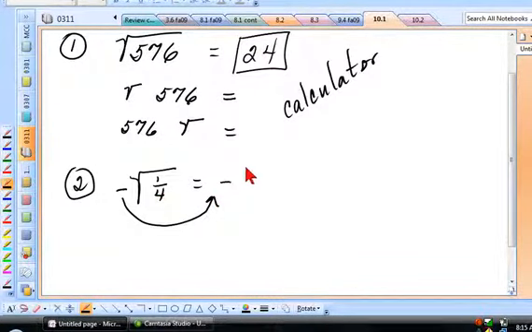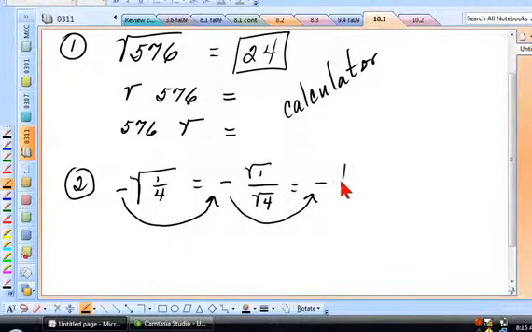When you take the square root of a fraction, it is the square root of the numerator over the square root of the denominator. That started out being negative. It's going to stay negative. What's the square root of 1? And what's the square root of 4? 2. And there's my answer.